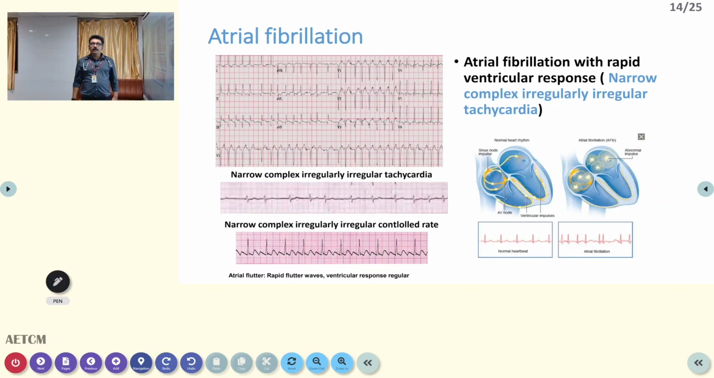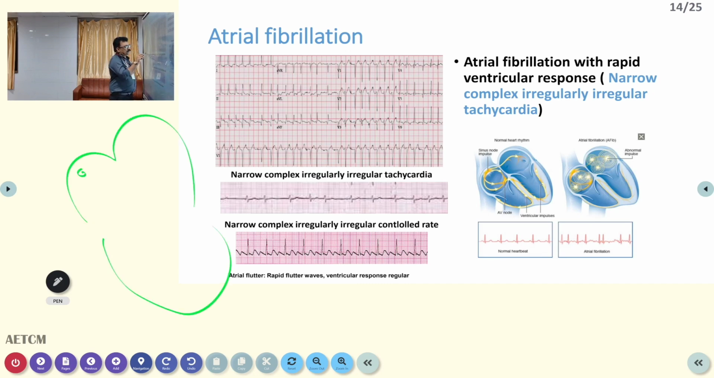Now, atrial fibrillation means you can see here, normally you have this atrium, ventricle, SA node to AV node, only one current going from the SA node to the AV node. But if you have multiple foci like this, a lot of current is produced from various areas of the atrium. Normally, from the SA node to the AV node, there will be one P wave and one QRS complex. Every P wave is followed by a QRS complex.